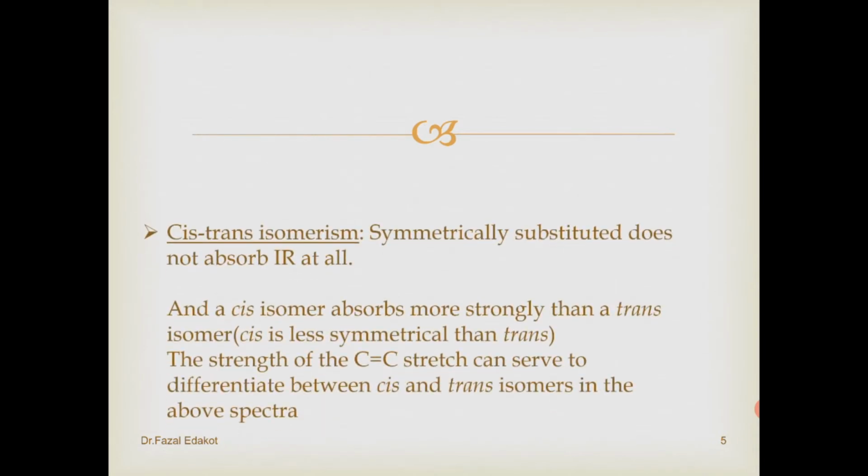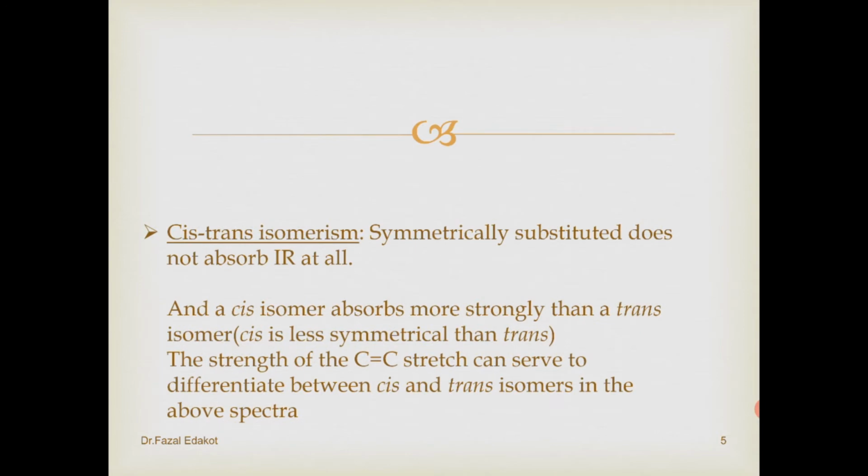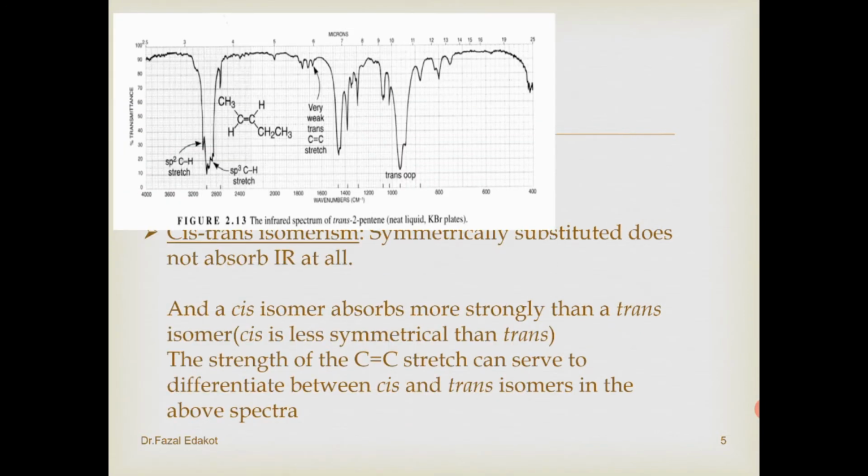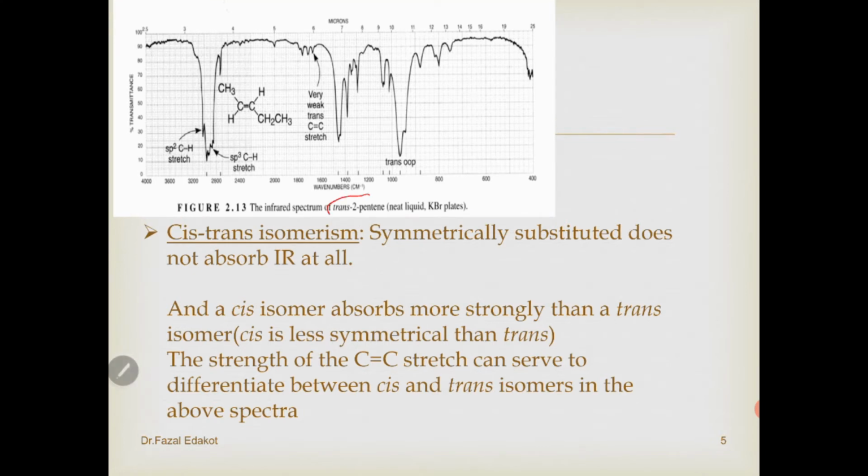Now, let's see what are the important parameters in the IR spectrum. One is the strength of the peak, the second one is the position of the peak, and the third one is the shape of the peak. We'll cover one by one. So if you look at this example, this is the spectrum of trans 2 pentene.